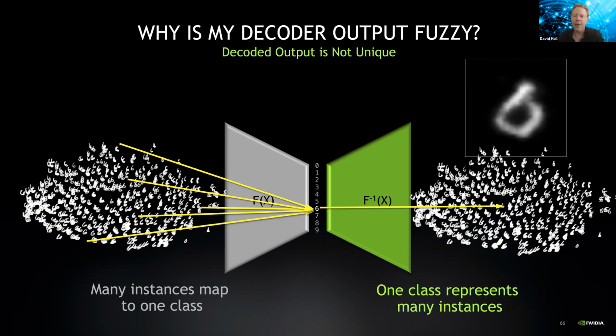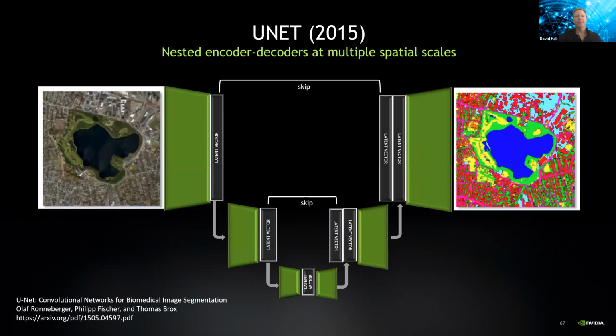We can improve upon this result in several ways. We can make the latent space larger, thereby encoding more information about which 6 we actually want. We can use a UNet architecture, which I will discuss shortly, which also provides more information, or we can use a generative model that selects one single realization at random from the distribution of all possible outputs.